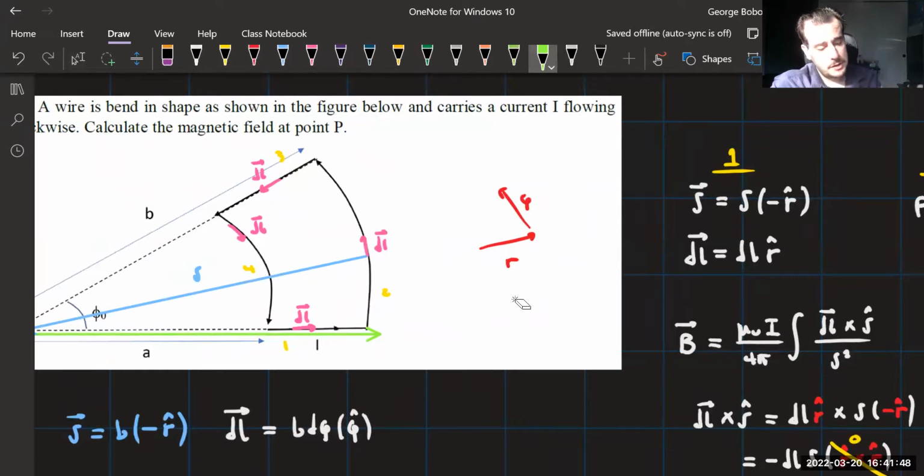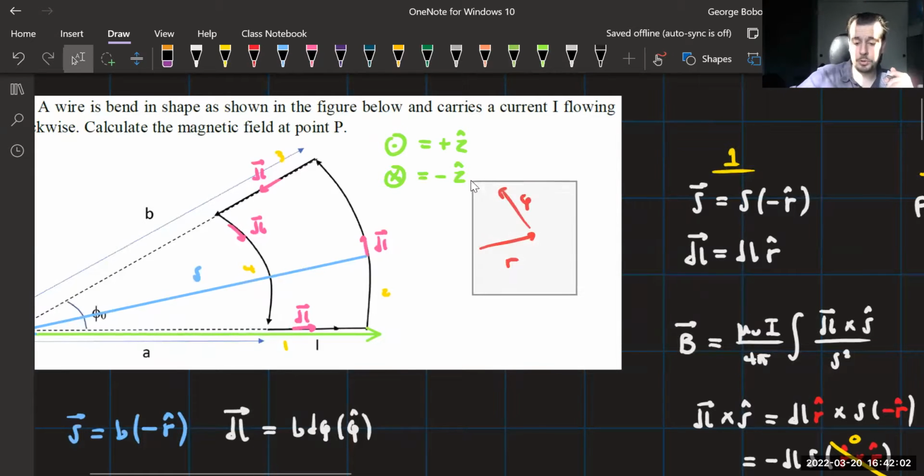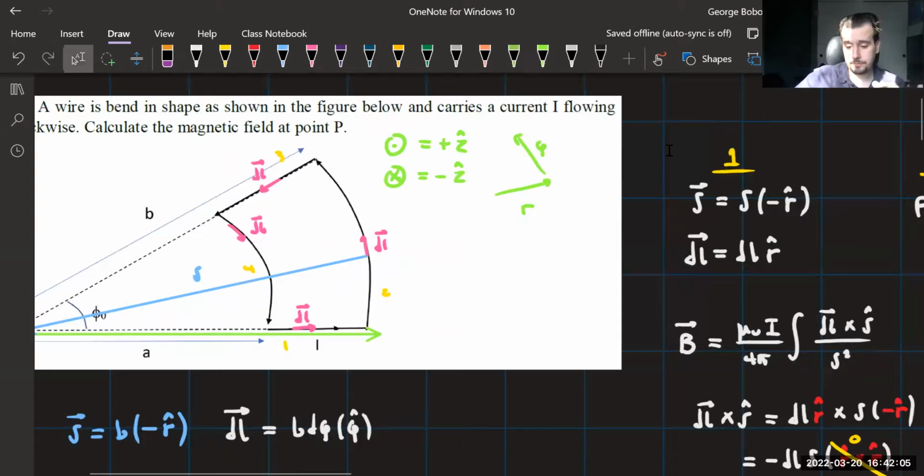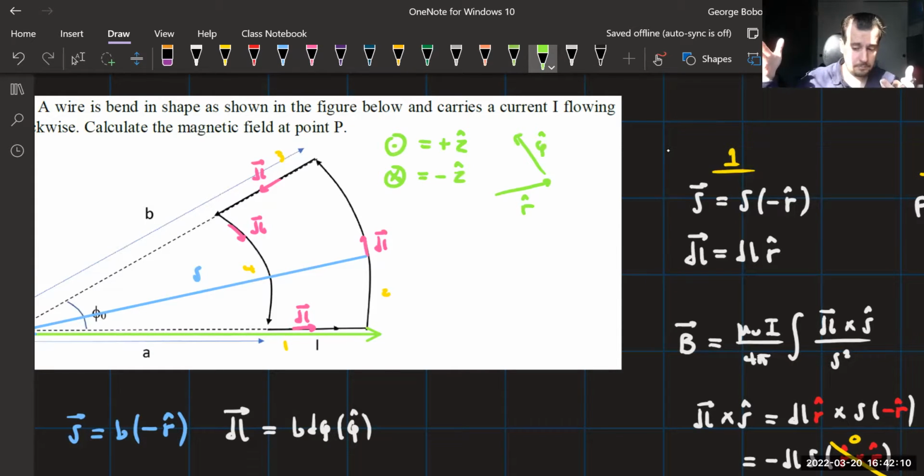Typically, what I do is let outside the page be the plus Z, and inside the page be the negative Z direction. Then I merge it together with my polar coordinates to give a complete picture. That's my cylindrical coordinate system projected in the plane. I put that in to show you that the cross products we're going to take are going to give us some kind of Z.